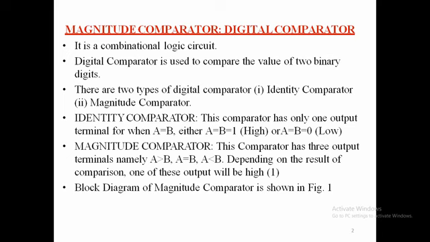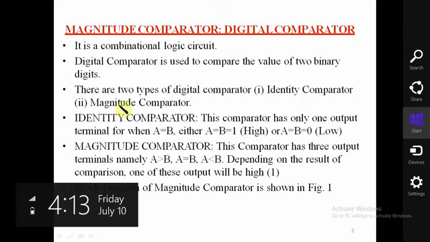The first one: the magnitude comparator, that is the digital comparator. It is a combinational logic circuit, and the digital comparator as well as the magnitude comparator is used to compare the values of two binary digits. We already saw this previously. There are two types of digital comparators: the identity comparator, which is related to the equal sign, and the magnitude comparator, which is related to the less than and greater than signs.